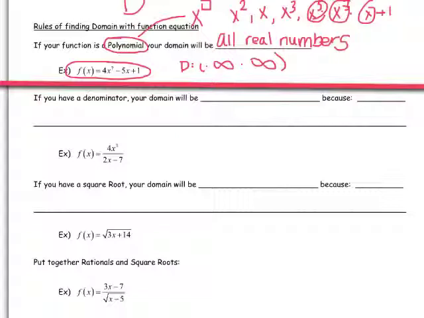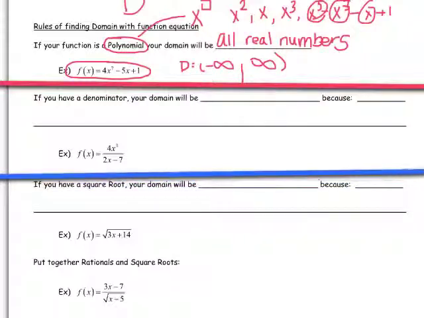Our second rule. If we have a denominator, then our domain is going to be restricted. So if we have a denominator, our domain will be restricted. And hopefully this makes sense to you, because you know that you are not allowed to divide by 0. That's going to cause the restriction.